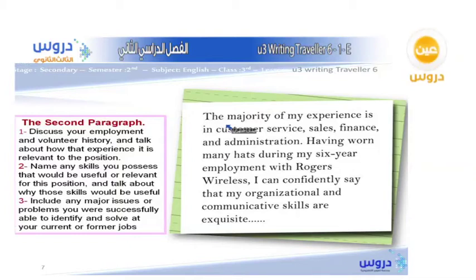Where is number 1? Your employment and volunteer history. For example, the majority of my experience is in customer service, sales, finance, and administration. Well done. We can say first sentence because it's one paragraph. Okay, so as you can see, customer service, sales, finance, this is employment and voluntary history. All right, and then we move to the second sentence and the third sentence. We can match the ideas with the whole idea in the paragraph. All right, any questions up to now?